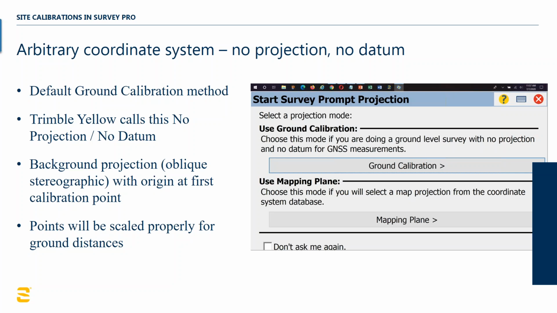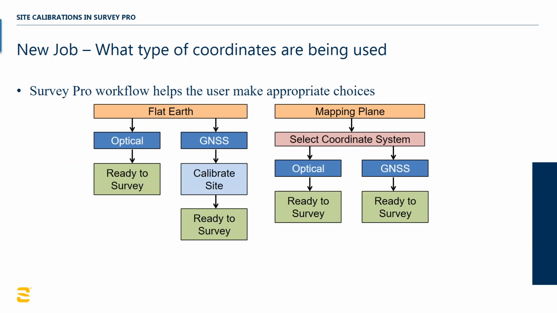Survey Pro is going to ask you, do you want a ground calibration or a mapping plane? And this introduces sub-questions to both of these, correct? I mean, if it's a mapping plane, we need to choose it. If it's a ground calibration, we need to define it. And so I'm going to work you through these two choices in a flowchart kind of way. I don't want it to get bogged down, but it is textual in effort.